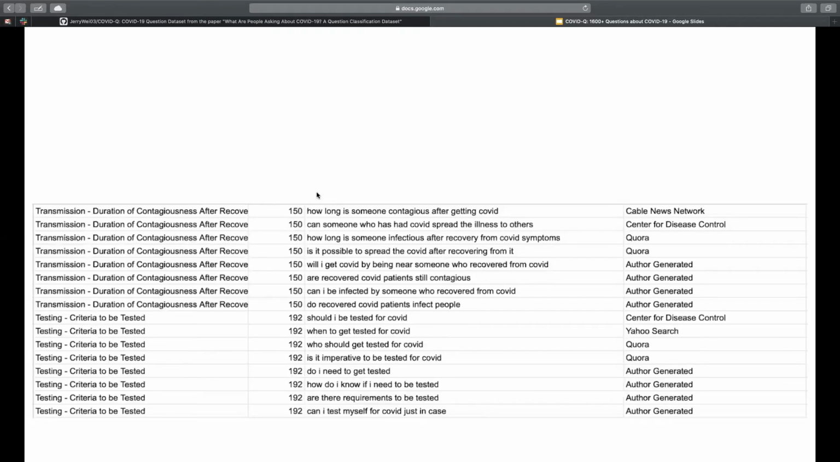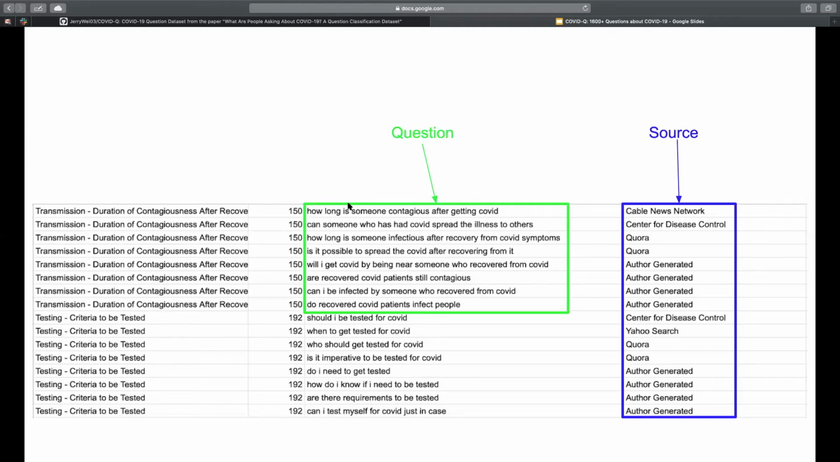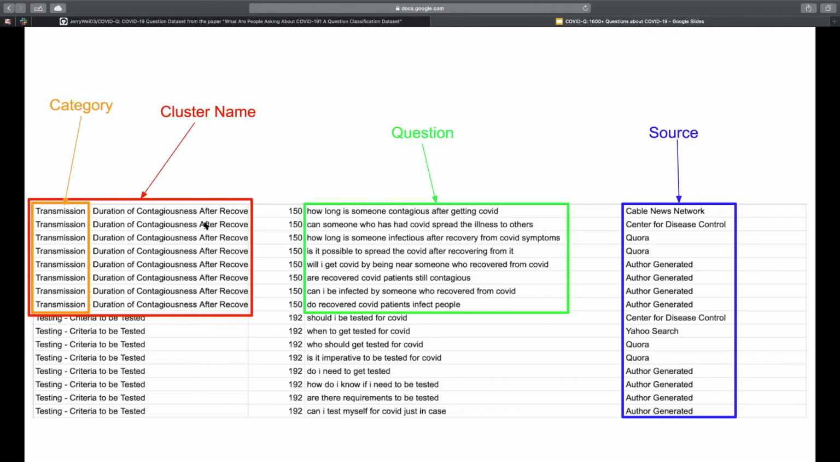So our data set after annotations looks something like this. We have one column here for the question, and then we also have a column for the source, and then also one column for the annotation. And first is the cluster name, which is this entire thing here. And then in that, we have the category annotation. So the cluster name is always going to be something like transmission dash or testing dash. And transmission and testing, everything before the dash is actually the category annotation.